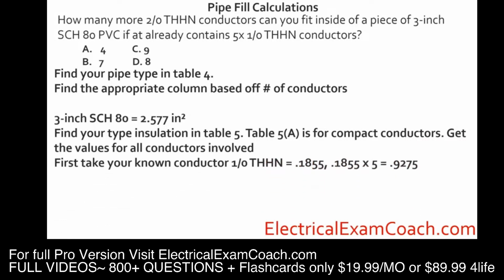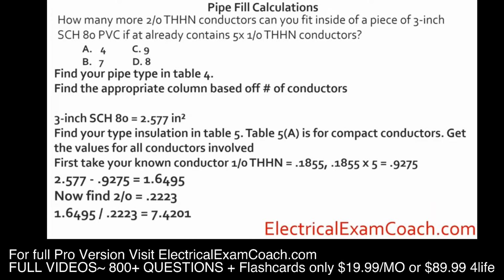First, we're going to take our known conductor, 1/0, and multiply it by 5, and that's what we're already filling of this pipe. Then we're going to minus our total fill, minus what we already have, and that gives us our remaining left to fill. Then we take our 2/0 conductor and we divide our remaining left to fill by the conductor that we're wanting to install, and we're going to find that we can fit 7.4. Again, we're going to round down because it's less than 0.8, and we're going to select B.